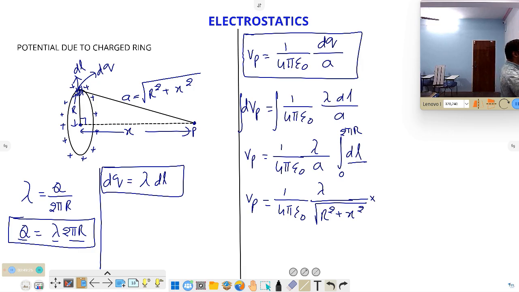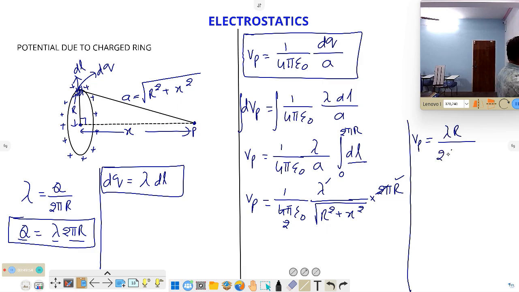Integral dl is equal to L, where the lower limit is 0 and the upper limit is 2 pi r. If you apply the limits, you are going to get 2 pi r directly. And if you want to cancel here, the 2 pi, 2 times, will get cancelled. So I can write the expression for potential at point P as lambda r by 2 epsilon naught into under root of r square plus x square. This is the formula.